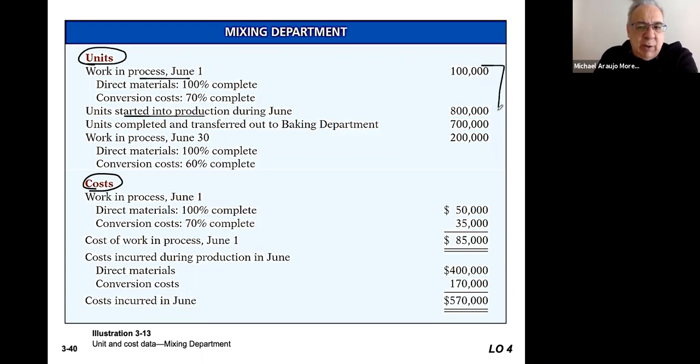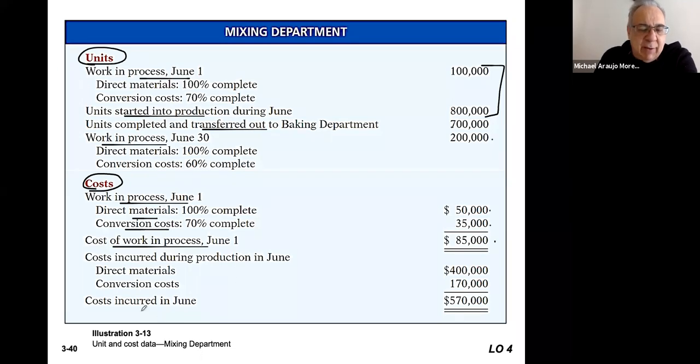In essence, you probably remember this from an earlier slide, they had 900,000 units in work in process, 700,000 were transferred out, and what's left at the end of the month is 200,000 in work in process. And then here, looking at it from a cost perspective, direct material costs at the beginning of the month, conversion costs at the beginning of the month. So total cost of work in process at the beginning of June was 85,000.